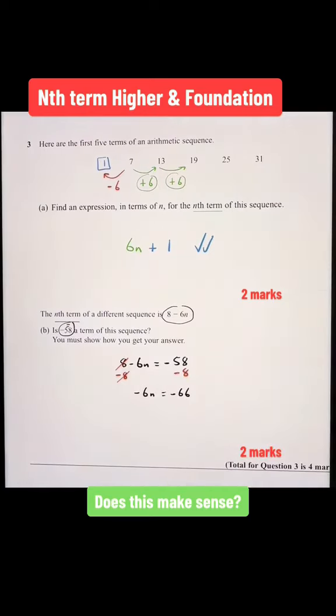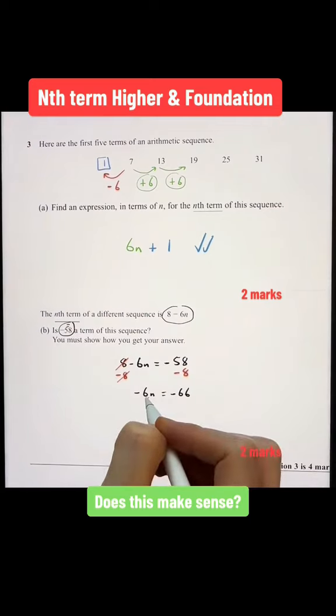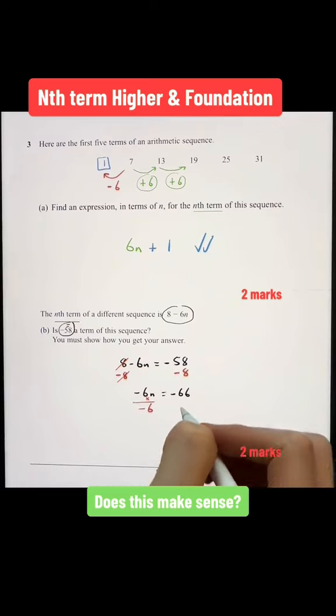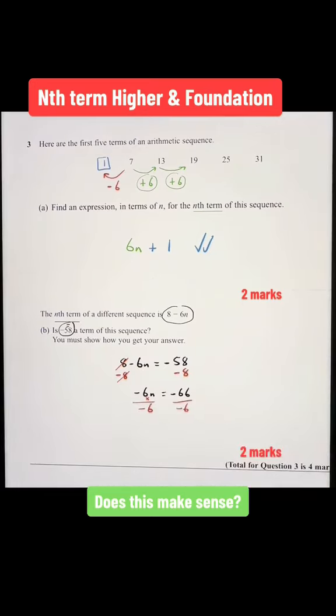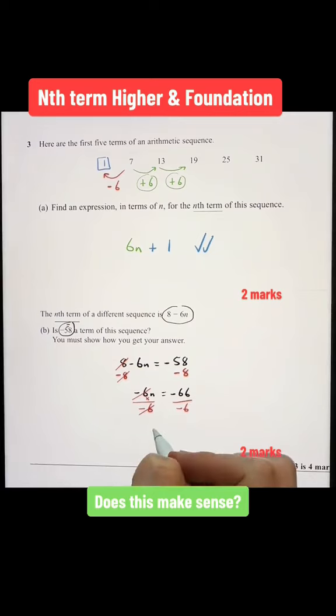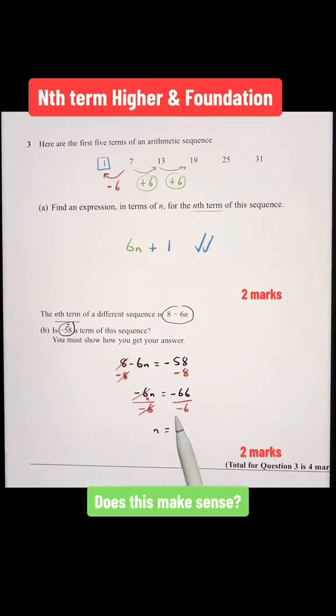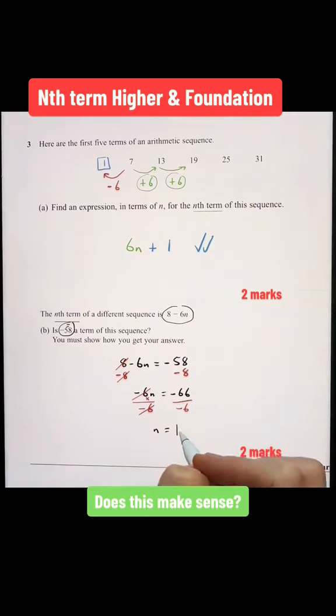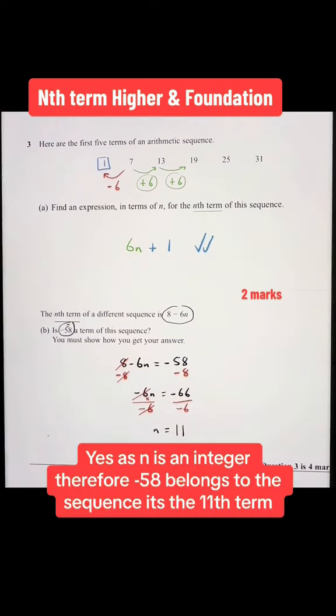As I'm solving for n, I know negative 6n in algebra means negative 6 multiplied by n. The opposite of times by negative 6, therefore, is divide both sides of my equation by negative 6. On the left-hand side, the negative 6 over negative 6 will cancel. That'll leave us with n. And on the right-hand side, negative 66 divided by negative 6 gives us positive 11. As n is an integer, i.e. a whole number, n came out to be 11. Therefore, negative 58 is the 11th term of the sequence.